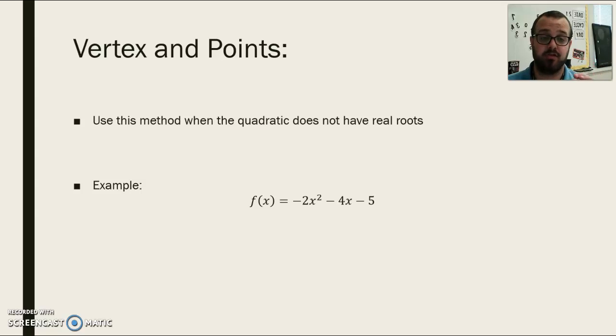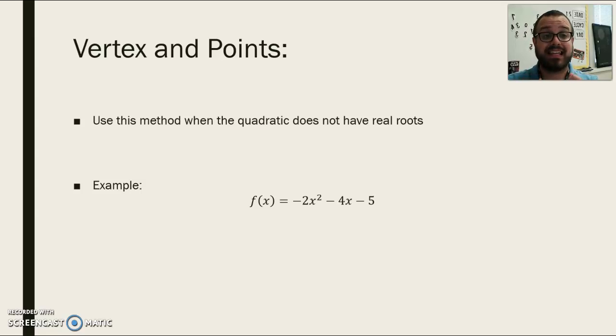So the vertex and the points method, you're going to use this whenever your quadratic does not have real roots, okay? Even if it's not factorable and you get irrational roots, you can still do the previous method. You just have to use the quadratic formula or completing the square. And again, we're just estimating and guessing where they are. So you just say, hey, it's about here. That's how I can do my sketch, okay?